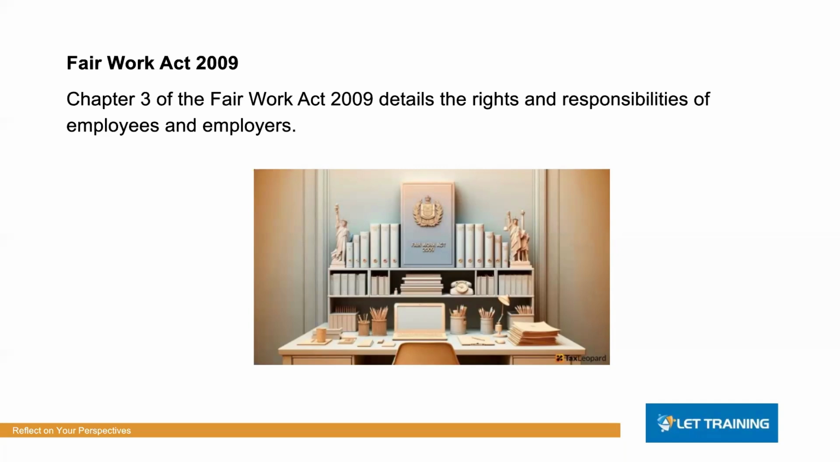An employer must not exert undue influence or pressure on an employee to make decisions or enter agreements concerning work-related matters. An employer must not knowingly or recklessly make a false or misleading representation about the workplace rights of another person.